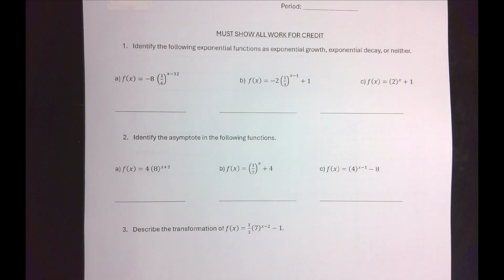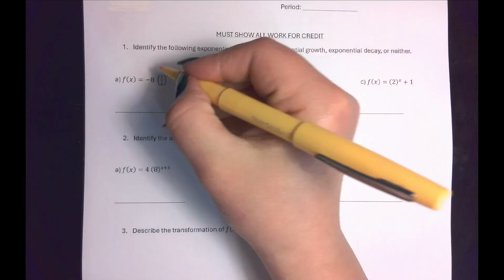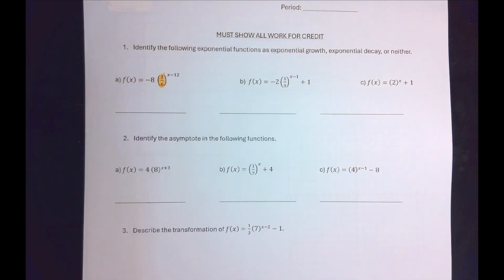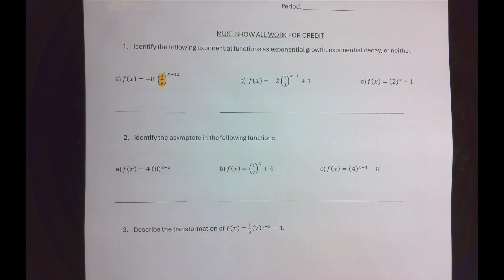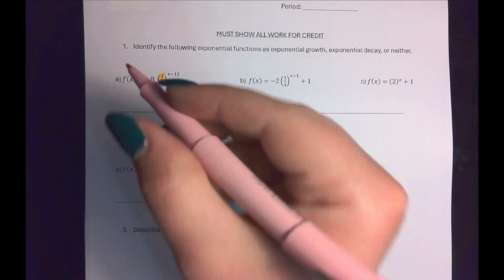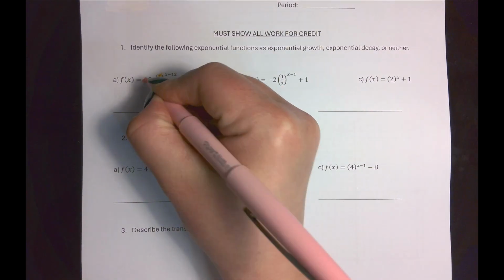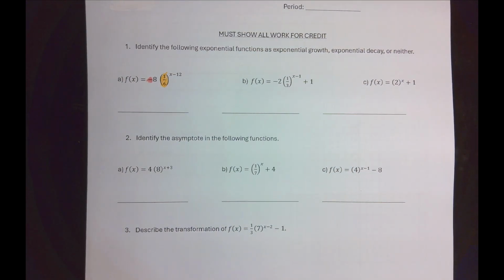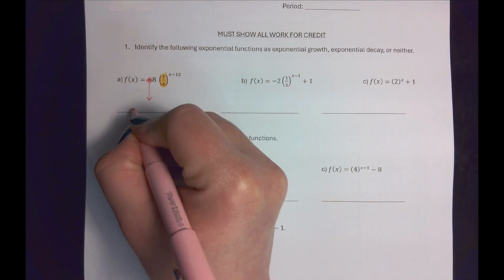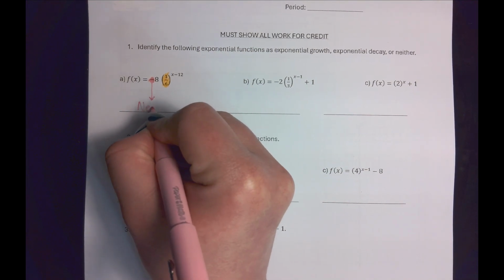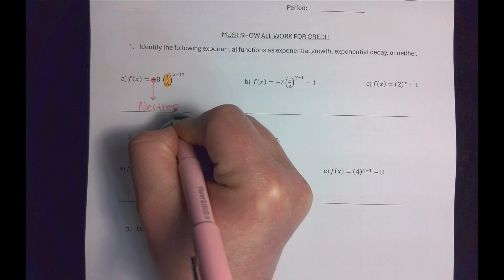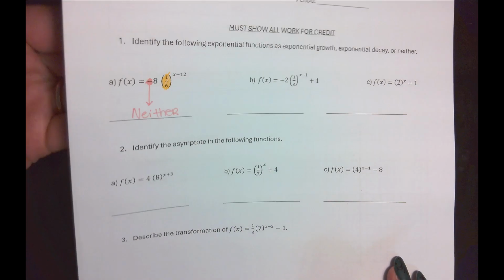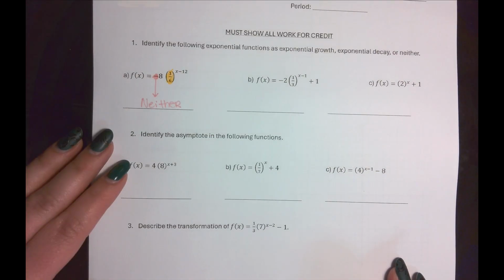So what you're going to do is you're going to look at two different things. You're going to take a look at your B value. Your B is your base. So I have a B value of 1/6. Then you're going to take a look, and if there is a negative on your A value, this negative represents a neither. So this is neither growth nor decay.